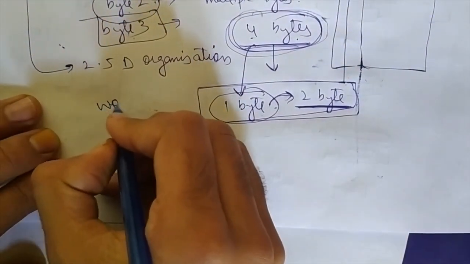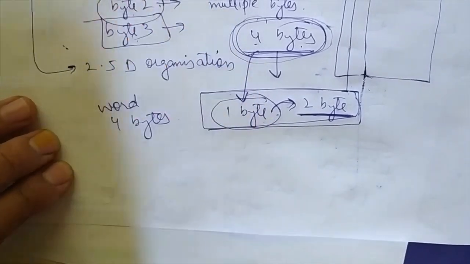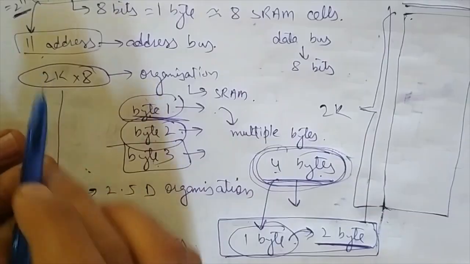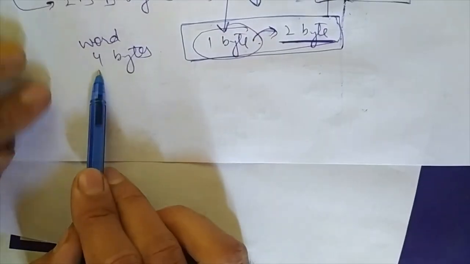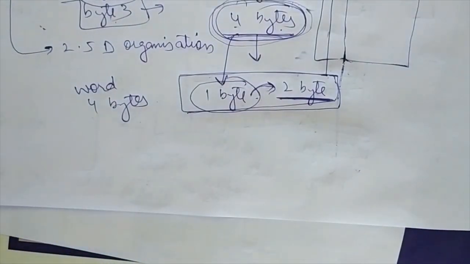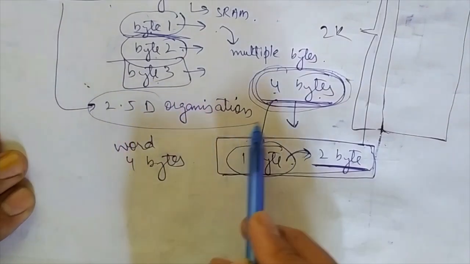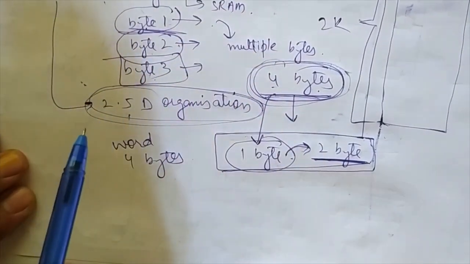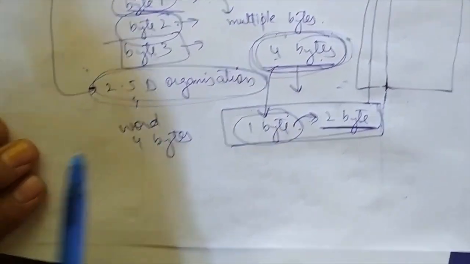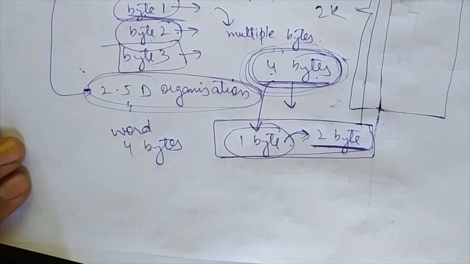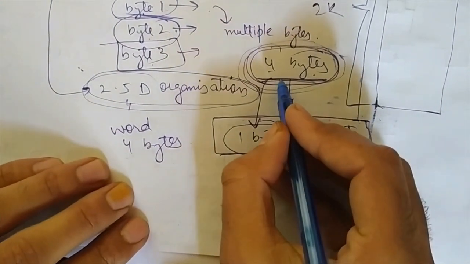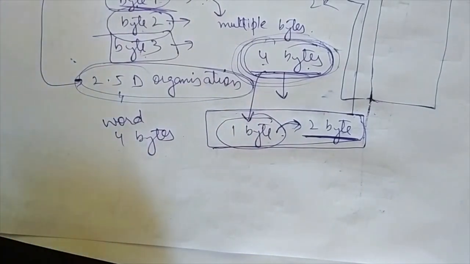For example, our word size is 4 bytes, or our instructions are of 4 bytes. In the previous organization, reading 4 bytes means that we have to first activate one word line, read one byte, then activate another word line, read another byte, then a third line, read another byte. So we have to read bytes again and again. However, in this 2.5D organization, as I said, we read multiple bytes at a time. So I can read 4 bytes at a time, store these 4 bytes in some register, and from that temporary location, I can read bytes one after another.